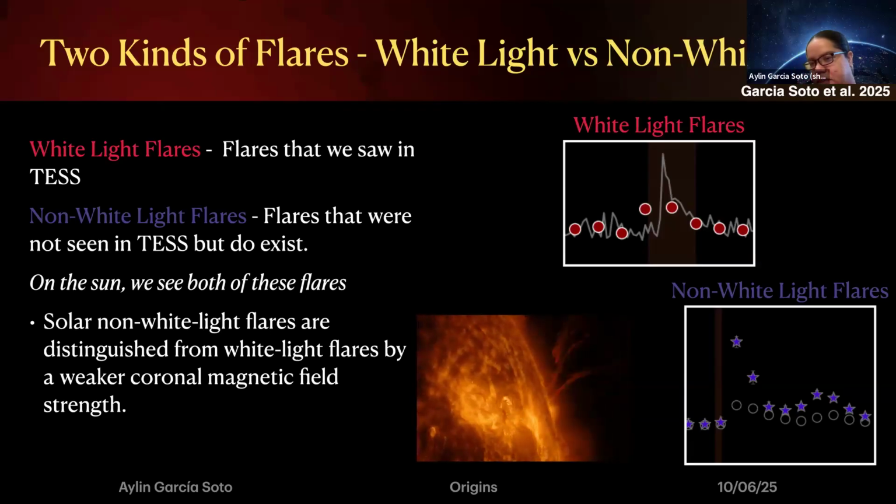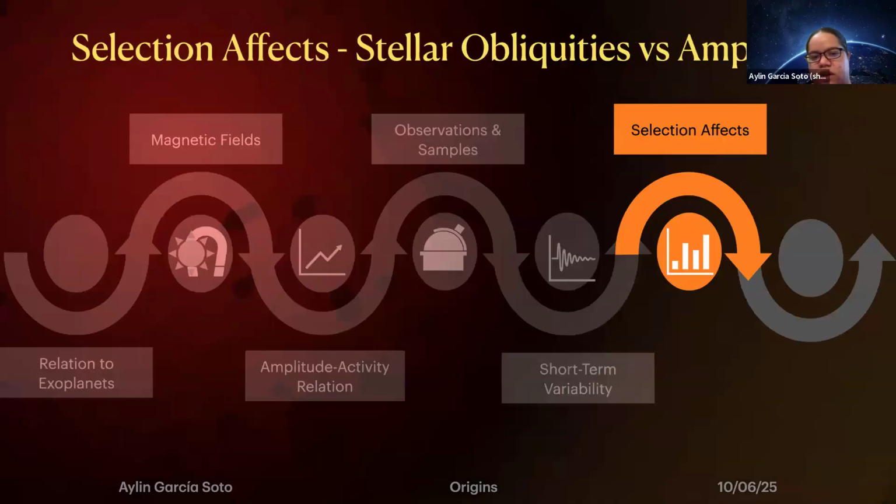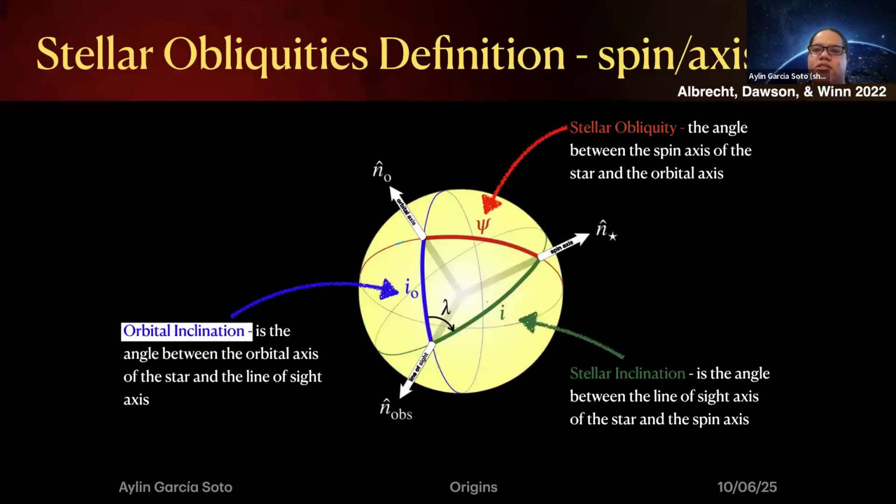So now I'm changing gears completely. I'm still going to be talking about amplitudes, but no longer talking about specific flares or spots. So I do need to define something first. We're going to talk about stellar obliquities. So what is that? That is the spin axis angle.